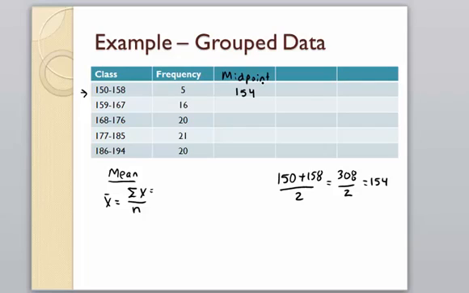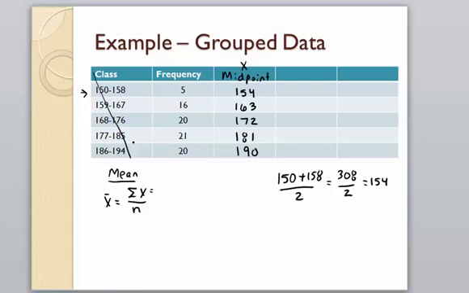Our next one would be 163. Our next one would be 172, 181, and 190. Once we have our midpoints calculated, we conclude that we have 5 values in the first class between 150 and 158, and those 5 values are all going to be estimated to be 154. So these now become our x values, and we really no longer need the class limits.